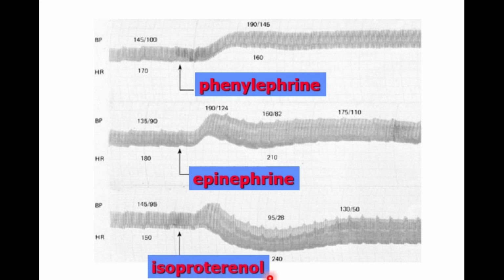Isoproterenol is a selective beta agonist. By activating beta-1 adrenoreceptors, it strongly increases heart rate. However, blood pressure, especially diastolic blood pressure, is reduced because it only activates beta-2 adrenoreceptors on blood vessels and has no effect on alpha adrenoreceptors.